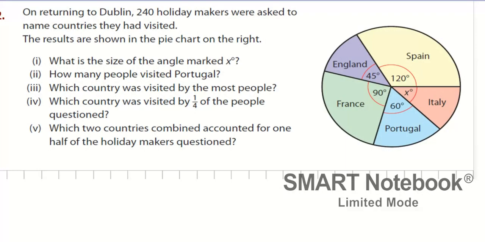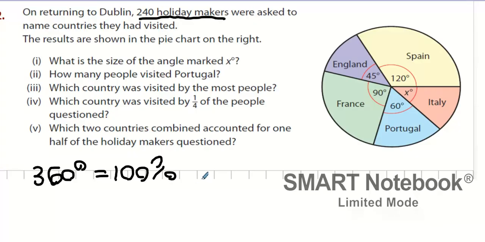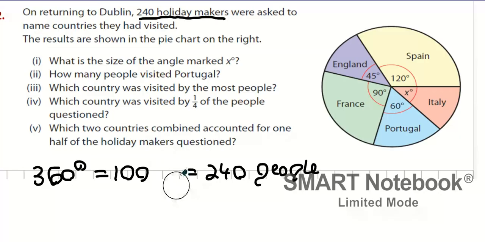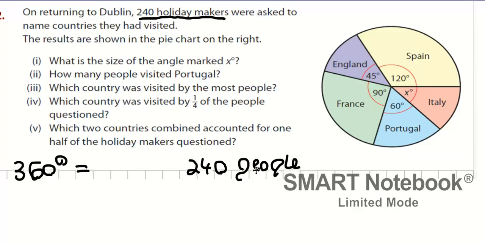Okay, now there's 240 holiday makers. Does everybody see that? What I'm claiming to you guys is that 360 degrees, which is 100% of the full circle, equals 240 people. Would that be okay with you guys? The full circle represents 240 people. So what I'm basically telling you is 360 degrees equals 240 people.